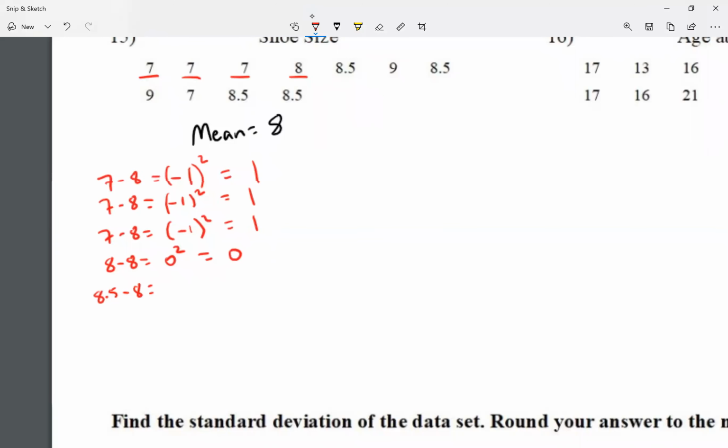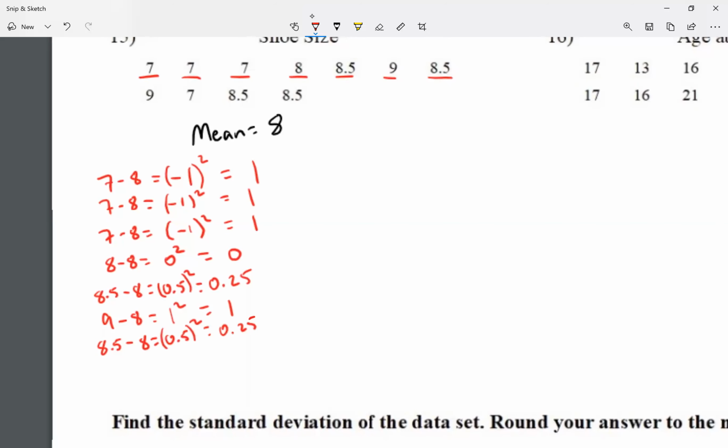My next number is 8.5. 8.5 minus 8 is 0.5. Let me square that. And that gives me 0.25. Okay, it's okay to deal with decimals. My next number is 9. So 9 minus 8 is 1 squared. Gives me 1. My next number is 8.5. So 8.5 minus 8, that is 0.5 squared. So that gives me 0.25.